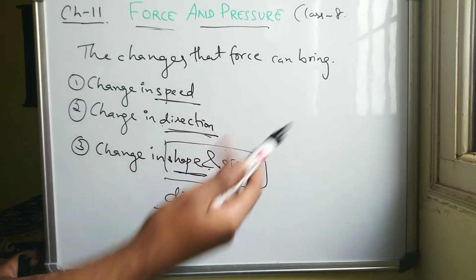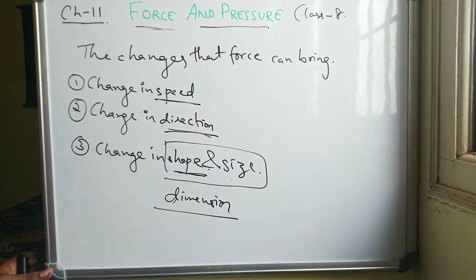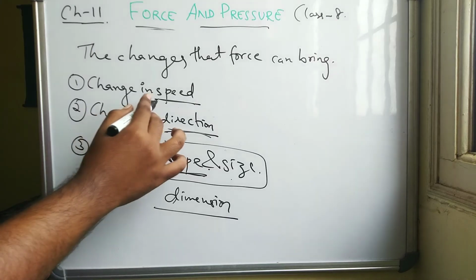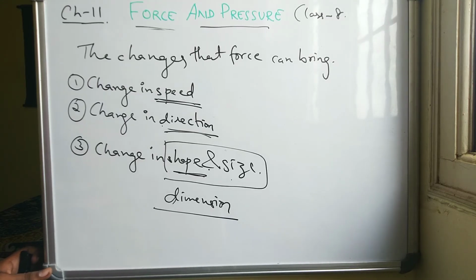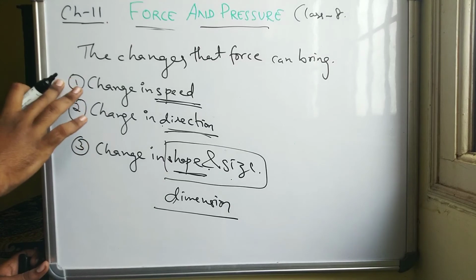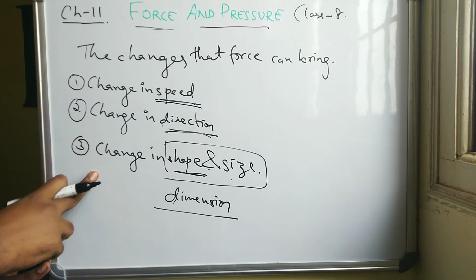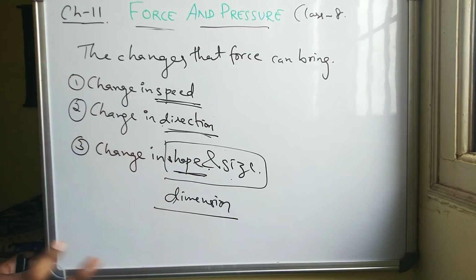For direction, you can take anything. I have taken the example of a batsman hitting a ball with his bat. Speed also you can take anything, right? So these are all the major things that you have to see under this. Change of speed, change of direction, change of shape, as well as size. These all things occur when a force is applied on any body.